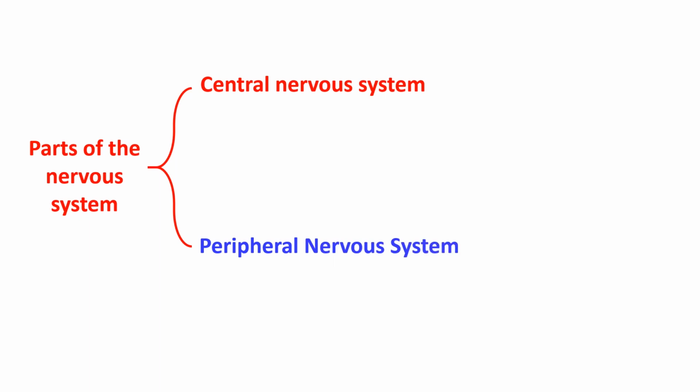What are the parts of the nervous system? We have the central nervous system and the peripheral nervous system. Now, what is the central nervous system? It is the part of the nervous system that is present inside the skull, which is the brain, and the part present in the vertebral column, which is called the spinal cord. Now, these two structures are the main center of activity and integration.